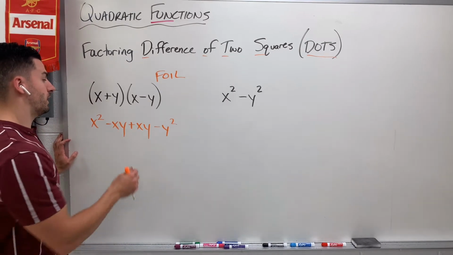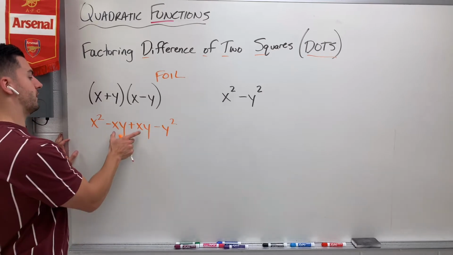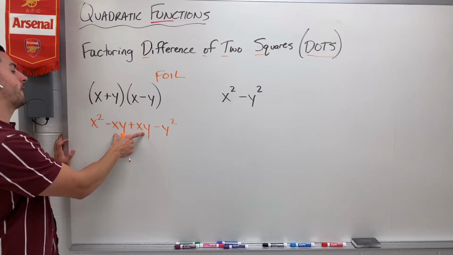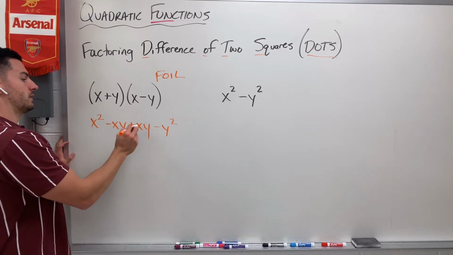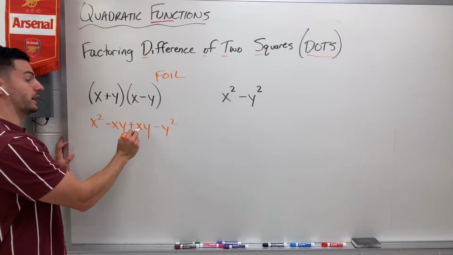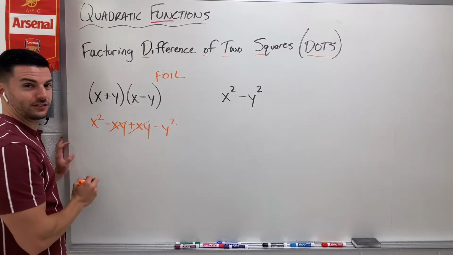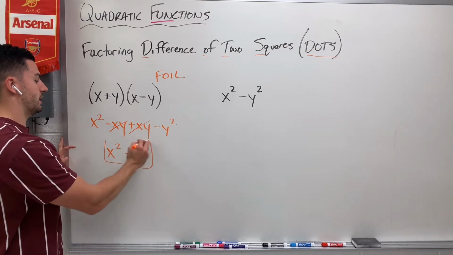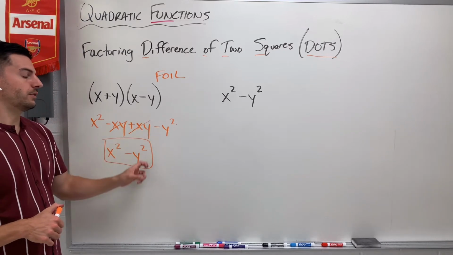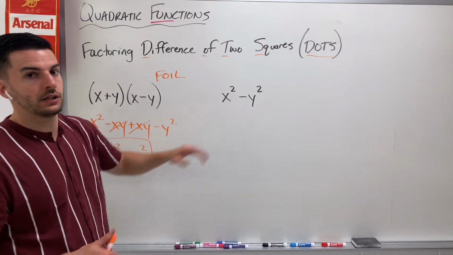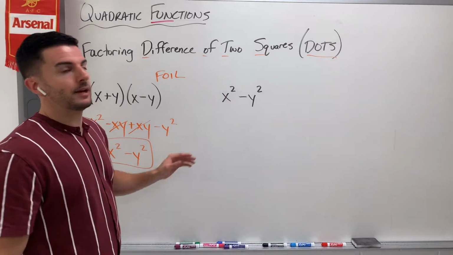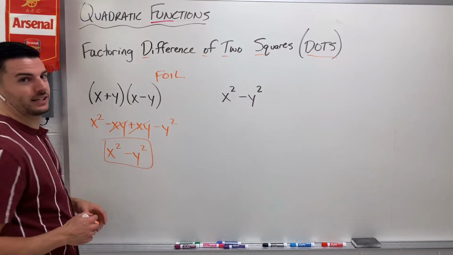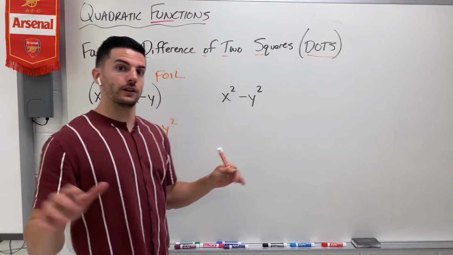And then like most FOIL problems, you're going to be left with two terms in the middle that are like terms that you can combine. So negative 1xy plus 1xy. Negative 1 plus 1, these guys cancel each other out. So x squared minus y squared is what I am left with. That is how I would FOIL that. Now how does that relate to this? You might notice this is the answer to that. So when I'm asked to factor a difference of two squares binomial, I would end up with a very simple answer, and it doesn't require me to do much work at all.